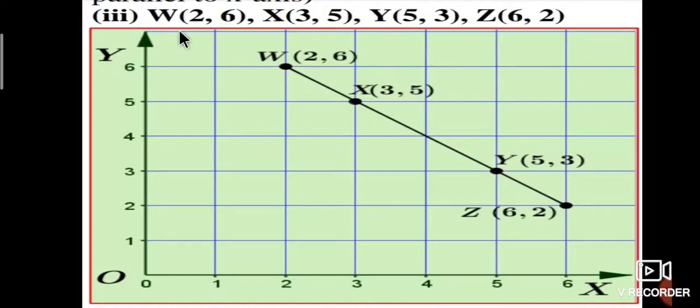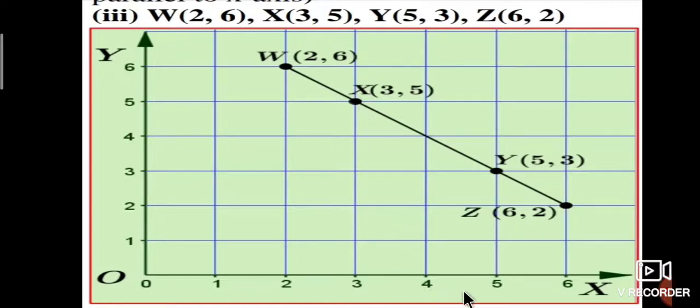Therefore, the first point to locate is (2, 6). The first number indicates the x-axis, so along the x-axis 2 is this point, then along the y-axis 6. The intersection of (2, 6) is the point W. Similarly, (3, 5): along the x-axis 3 is here, and along the y-axis 5 is there, therefore the intersection of (3, 5) is this point X.